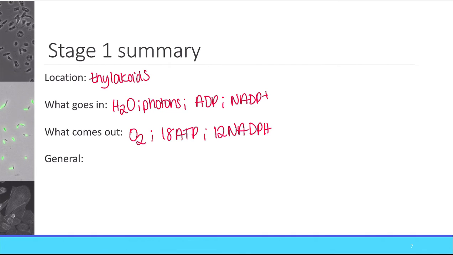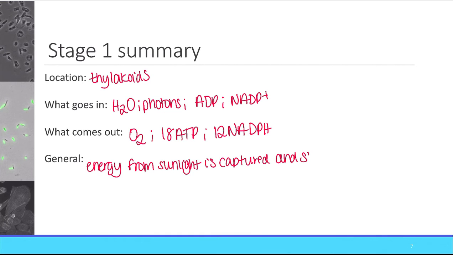And if we were to do a one-sentence summary of what happens in stage 1, we could say that energy from sunlight is captured and stored as chemical energy. And that chemical energy is stored in the energy management molecules.